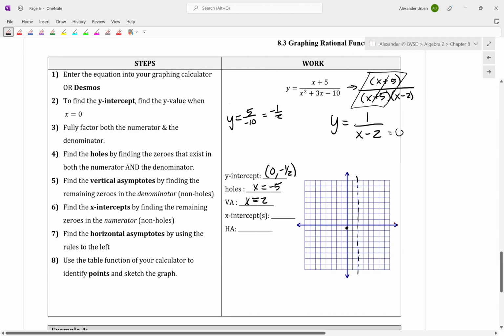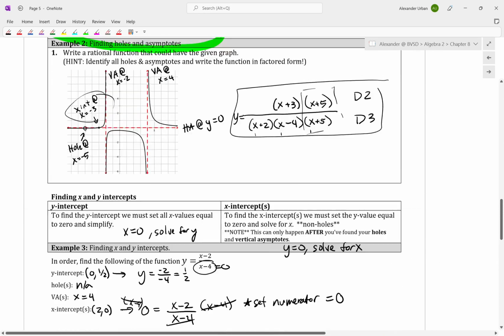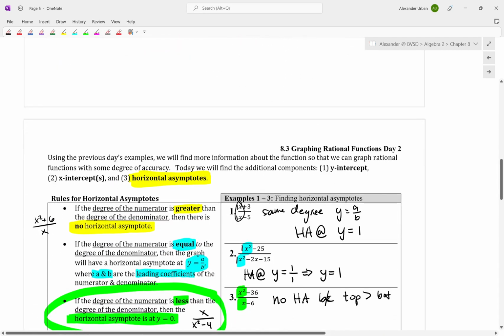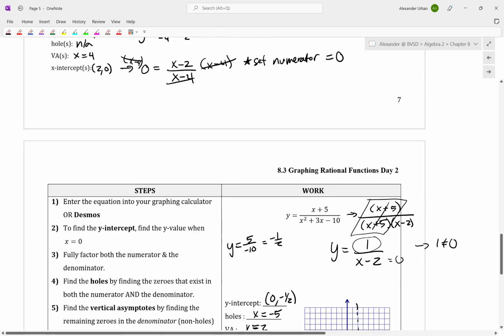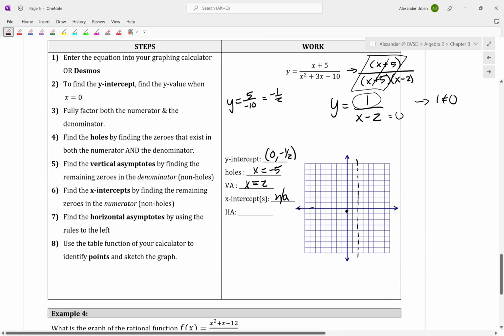And then you'll notice that our last rule that we just discussed was set your numerators equal to 0. Well, to find an x-intercept, 1 does not equal 0, so there are no x-intercepts. There's none available. And then for a horizontal asymptote, if our power on top is less than the power on the bottom, because it's 1 over x, so if the degree in the numerator is less than the degree in the denominator, there's a horizontal asymptote at y is equal to 0. That's just from the rules that were stated earlier.